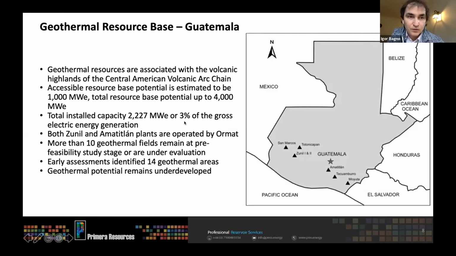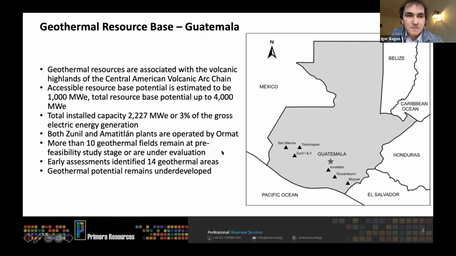It's only 3%. There are 2 plants called Zunil and Amatitlán, operated by Ormat, which is a US-based company with quite a large portfolio. If you follow that company, that will be quite interesting. They have a very good website with power plants all across the world, in New Zealand, the US, Africa, and Latin America, of course. It's tens of projects that they have put on stream since the 70s. Some of them are still running, and some of them are just installed.